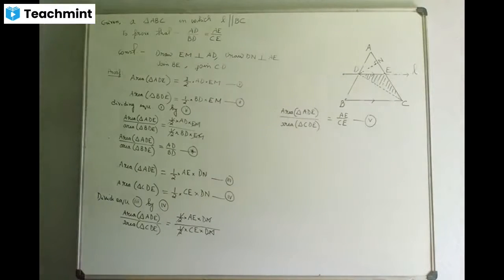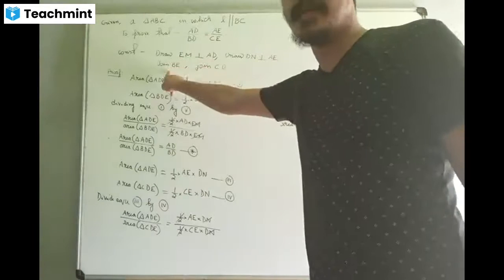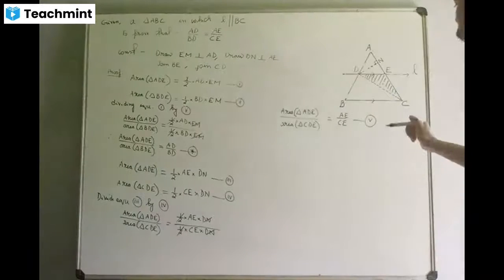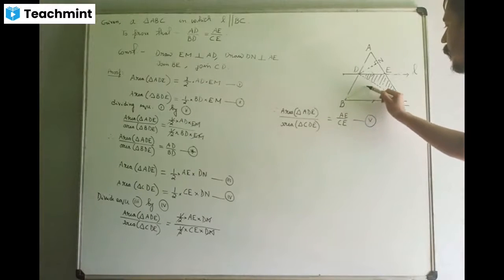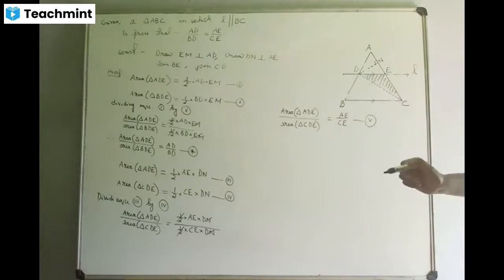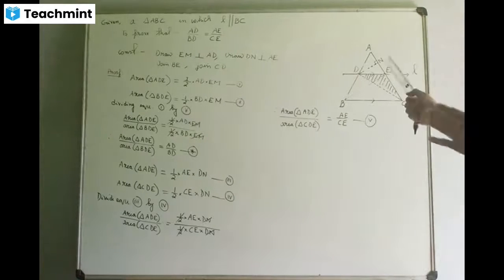Now let me complete the figure. Earlier we have joined BE, right? So you join BE. In the earlier case, we joined BE, so I'm going to redraw it again. Now you look at the figure here.